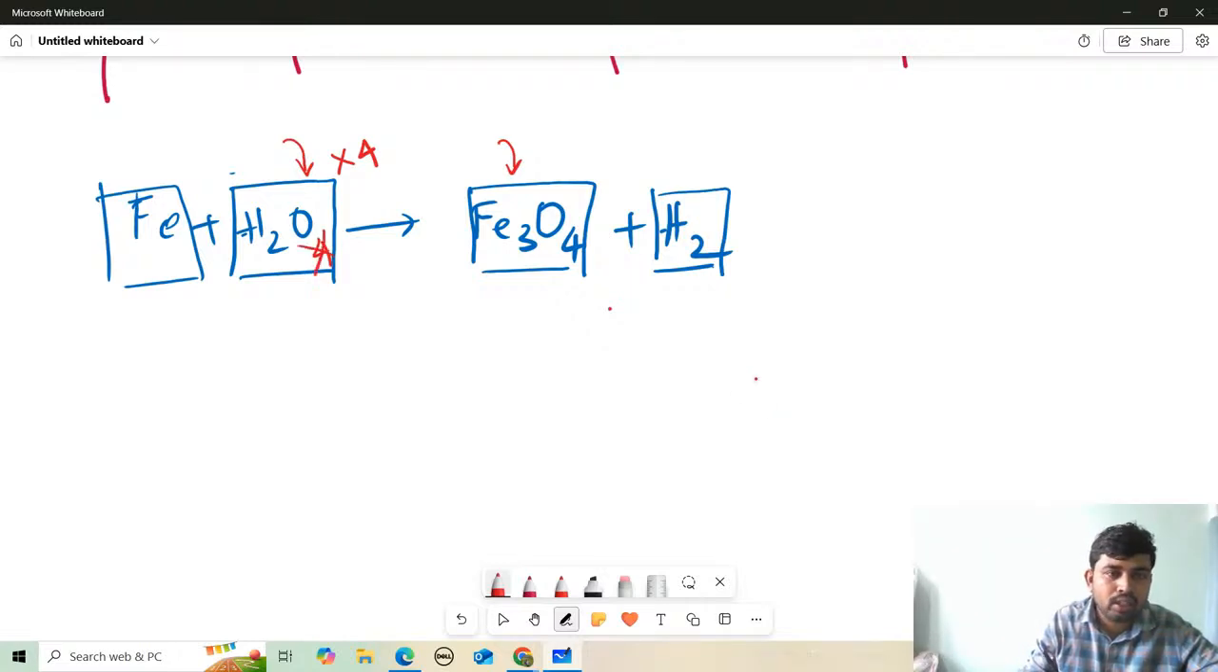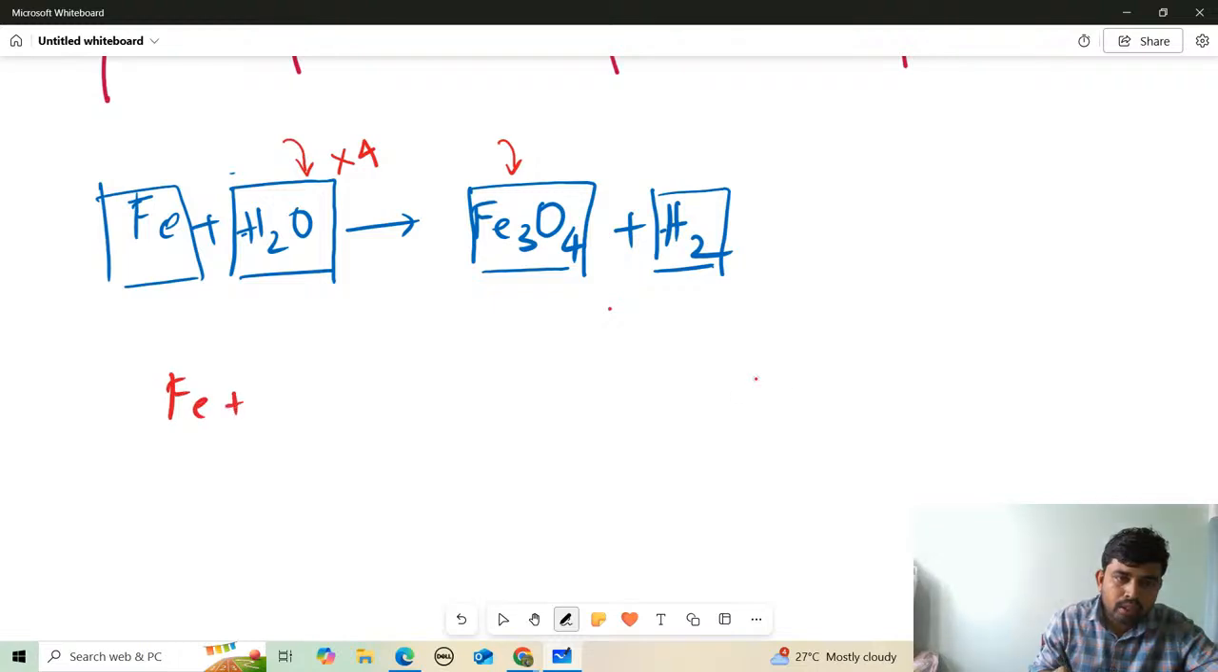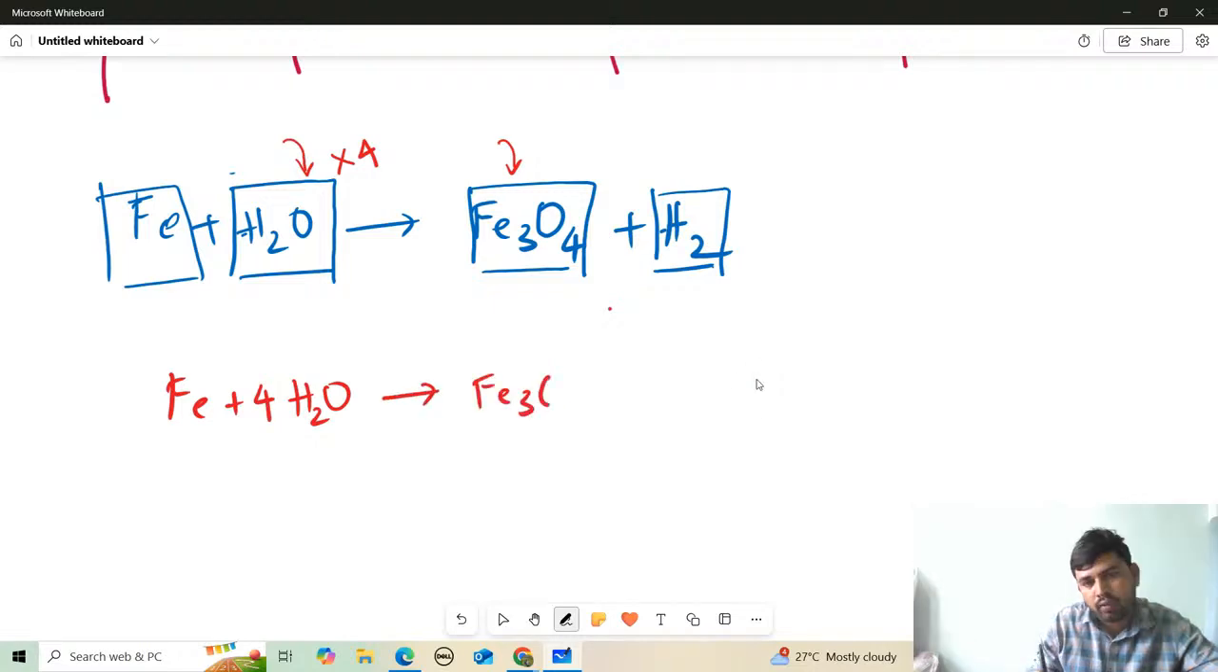Okay, this is wrong. That's why they specifically mention that we should draw the box around the reactants as well as the products, so that whatever numbers are inside the boxes, we should not alter. So now I'll write the equation directly: Fe plus 4H2O gives rise to Fe3O4 plus H2.